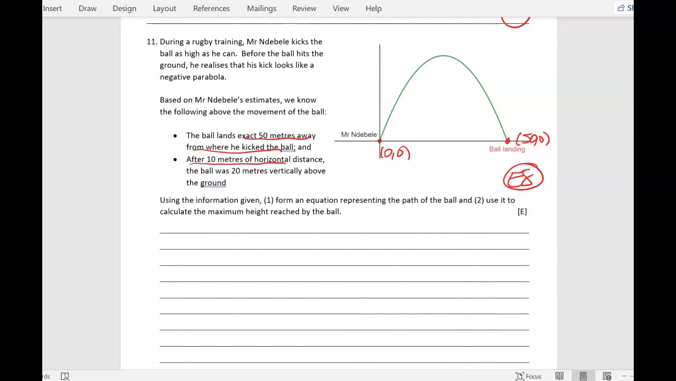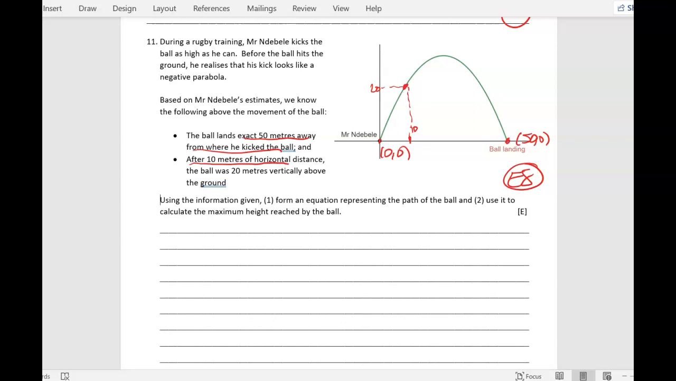After 10 meters of horizontal distance, so after maybe 10 meters here, we'll call that 10, the ball is 20 meters vertically above the ground. So that means there is 20. So we've done that, and we've got another coordinate on the graph. Using the information, form an equation representing the path of the ball. We know how to do that because we've got the x-intercepts, and we've done that in a lot of detail. Then it says use it to find the maximum height of the ball, and that's just the vertex.